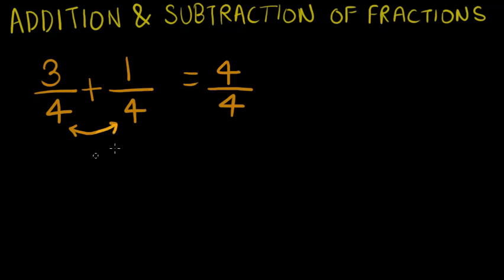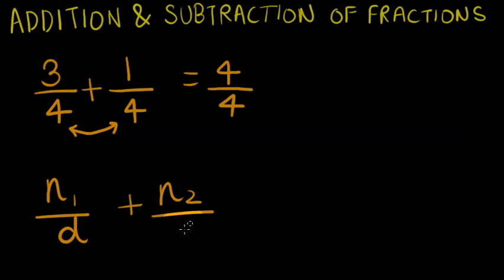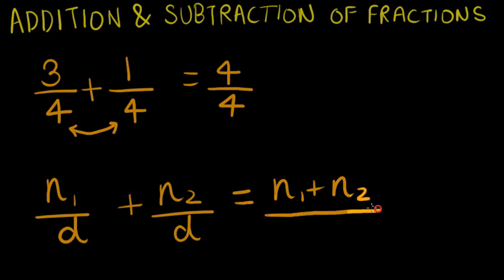So let's see how we can add these sort of fractions. When the denominator is the same, there's a theorem that says n1 upon d, n1 being the numerator and d the denominator, plus n2 upon d, so the denominator should be the same. n1 and n2 can be different, they can be equal too. This will be equal to n1 plus n2 upon d. So these are just variables for the numerators and the denominators.